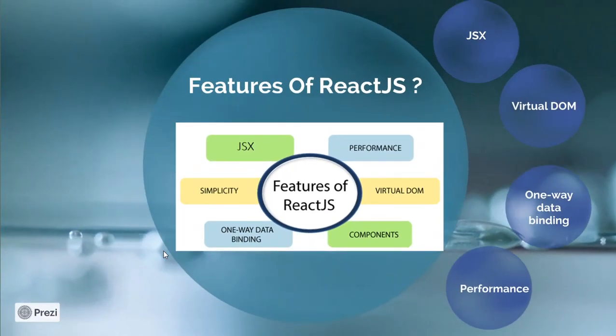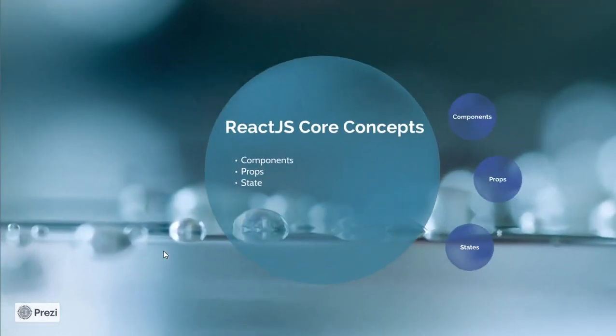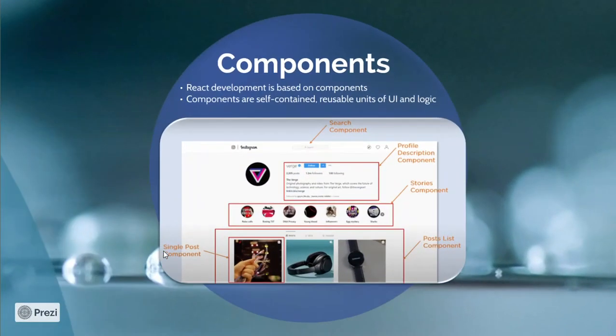Let's go on and explain some of the core concepts of ReactJS: components, props, state. Components. Everything is a component in React. Components are the building blocks of any React application. React divides the user interface into reusable pieces of code called components. A component can be reused multiple times across the application.